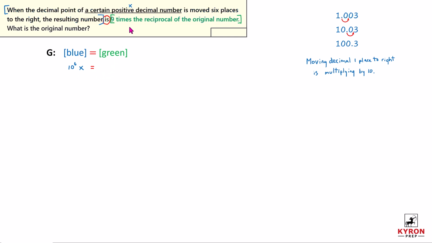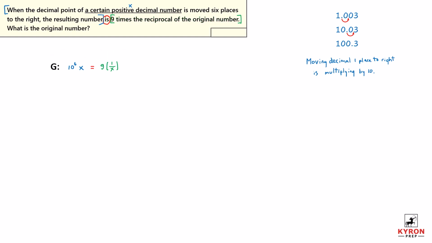The green part says 9 times the reciprocal of the original number. So we can write 9 times, and then the original number is just x, so the reciprocal is 1 over x. And with this equation, we've captured all the information given in the problem. In fact, this is what you'd write on your scratch paper as the givens, not this top line, which I just put here as a temporary crutch.